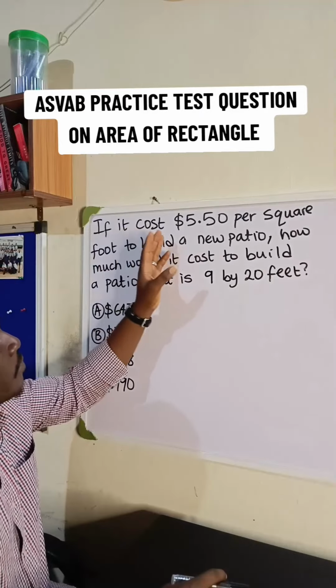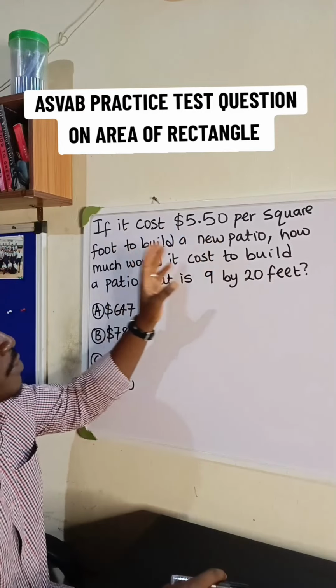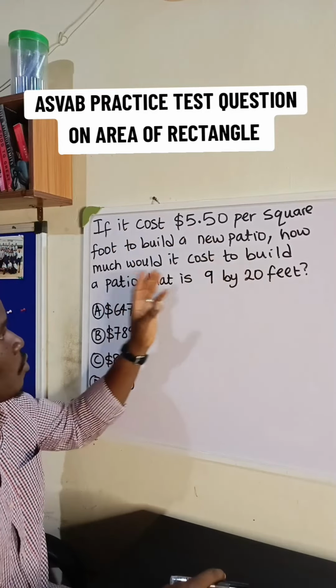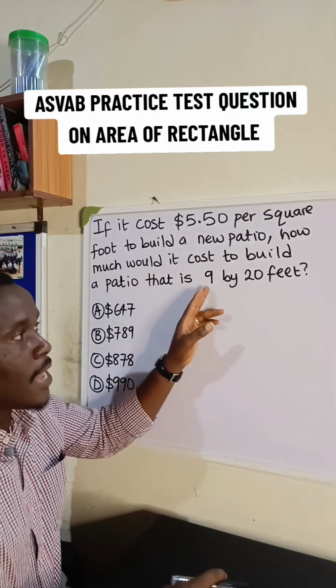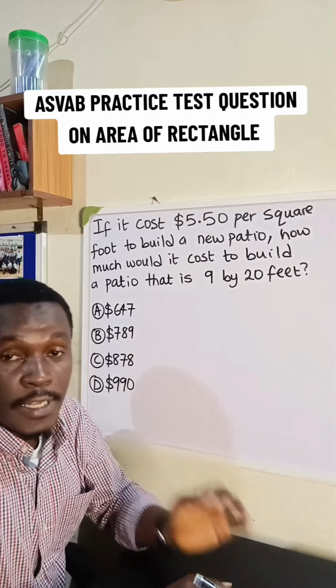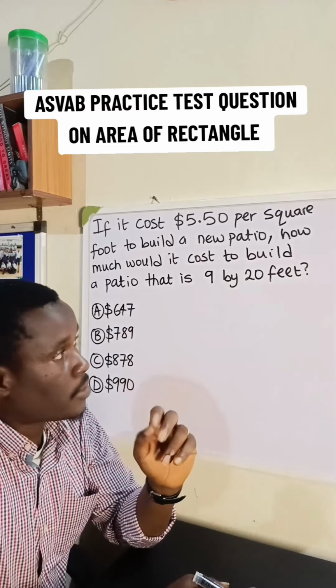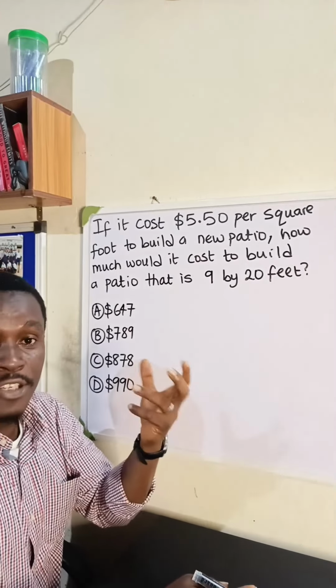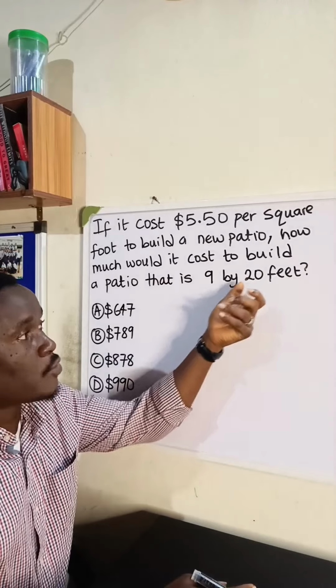I'm told that if it costs $5.50 per square foot to build a new patio, how much will it cost to build a patio that is 9 by 20 feet? So this is a very simple question involving area of 2D shapes. Here we are told that the dimension of the patio is 9 by 20 feet.